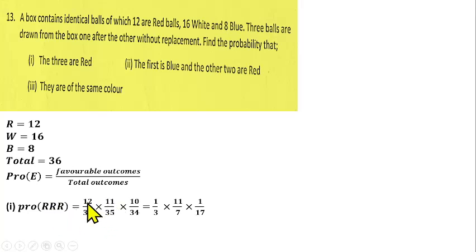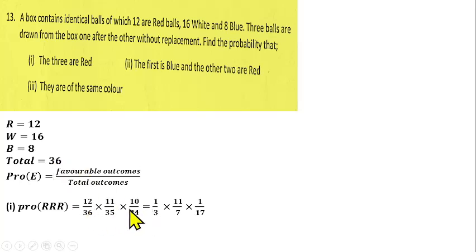that will be, because you have already picked one red ball, that means the red balls will be reduced by 1, which is 11 over total outcome also reduced by 1 as well, which is 35. Then the probability of picking the third ball now, that will be 10 over 34, knowing that we have picked 2 balls before. So 12 minus 2 gives us 10 over 36 minus 2 gives us 34.